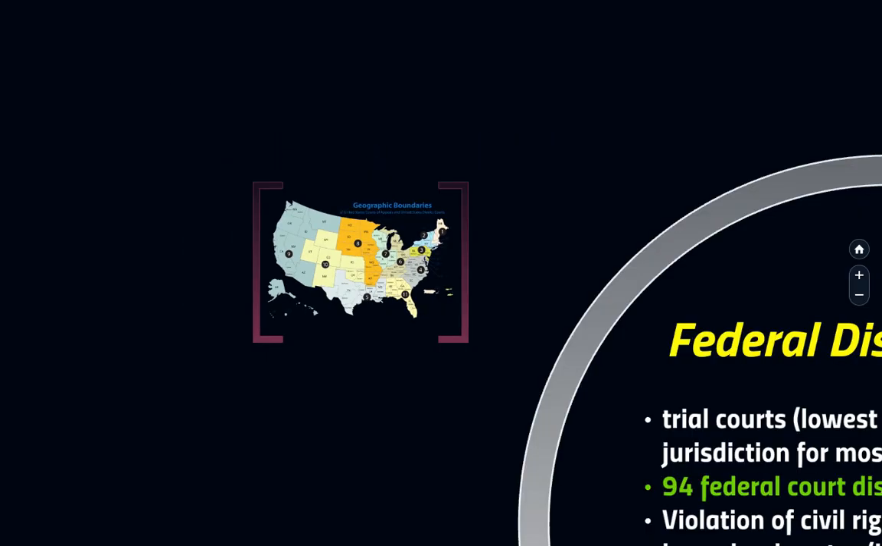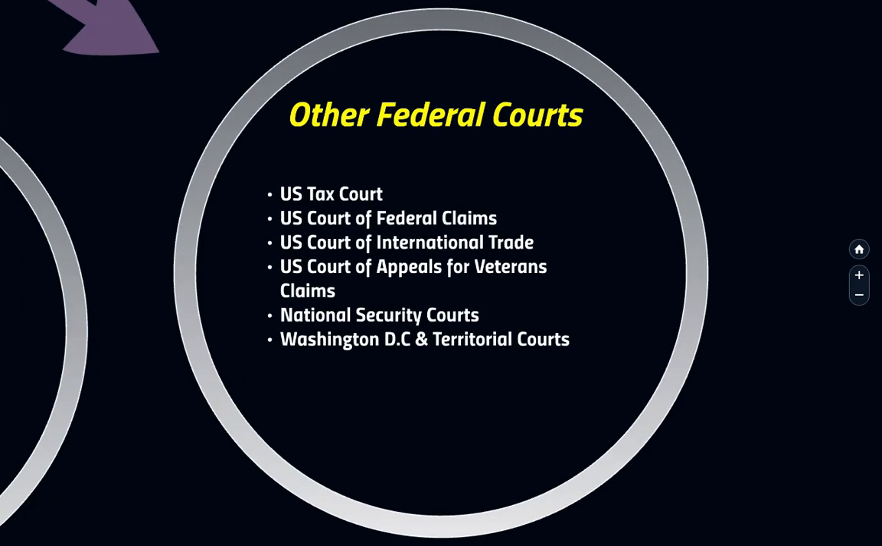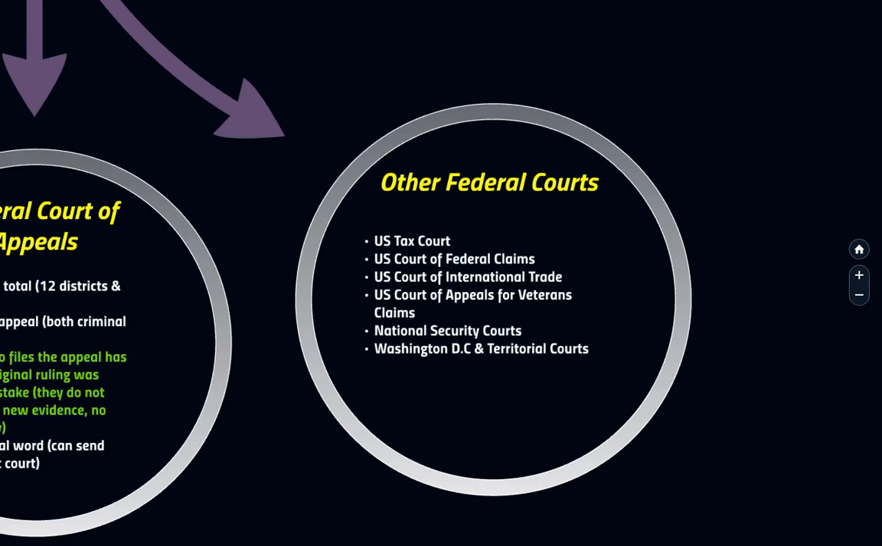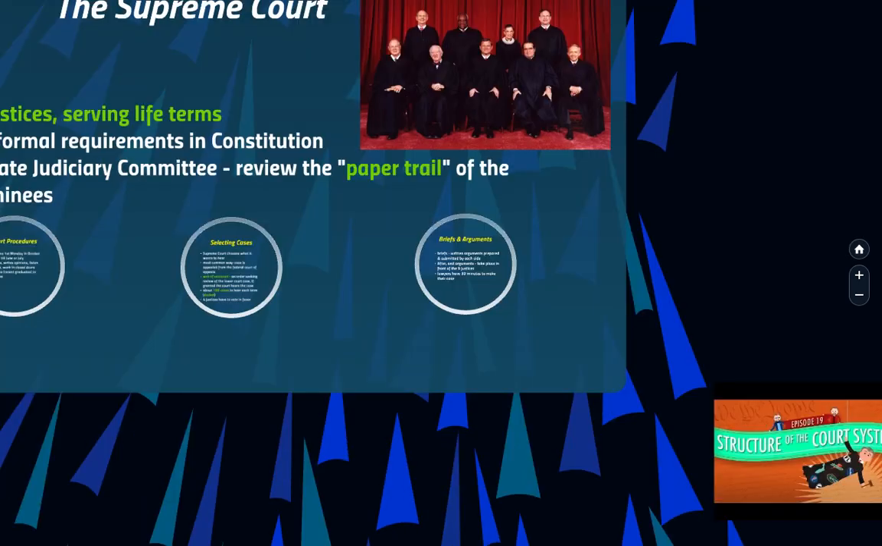All right, just other federal courts here. There are different tax courts, claims courts, international courts. I mean, there's pretty much an unending list. If there's something out there, there's typically a court for it. In the federal courts, it's all very specific. We're not going to go into that too much because we don't need to.